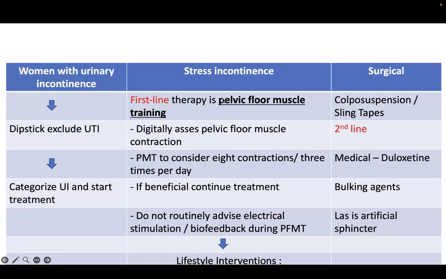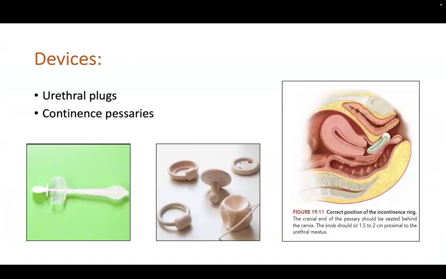How will you do pelvic floor muscle exercise training? Eight contractions, 3 times a day, for 3 months. Next, second line is surgery, colposuspension. And what is the medical management? Duloxetine. And for all frail patients, if the patient does not want surgery or is unfit for surgery, in that case, urethral bulking agent. And the last is artificial sphincter.